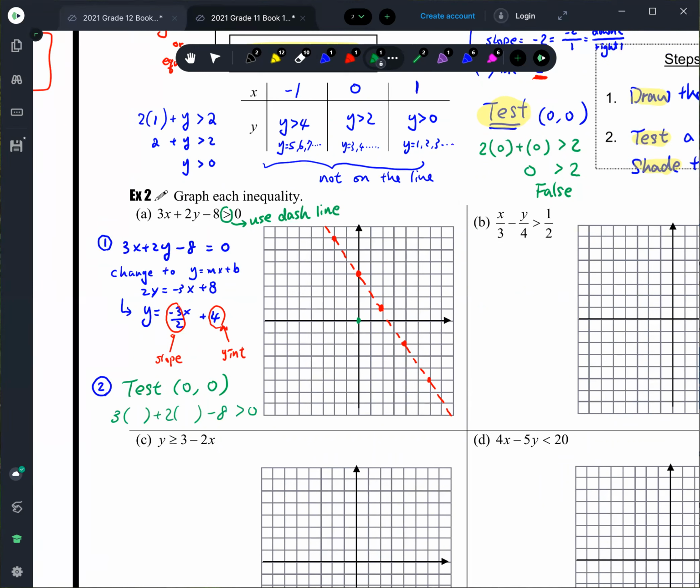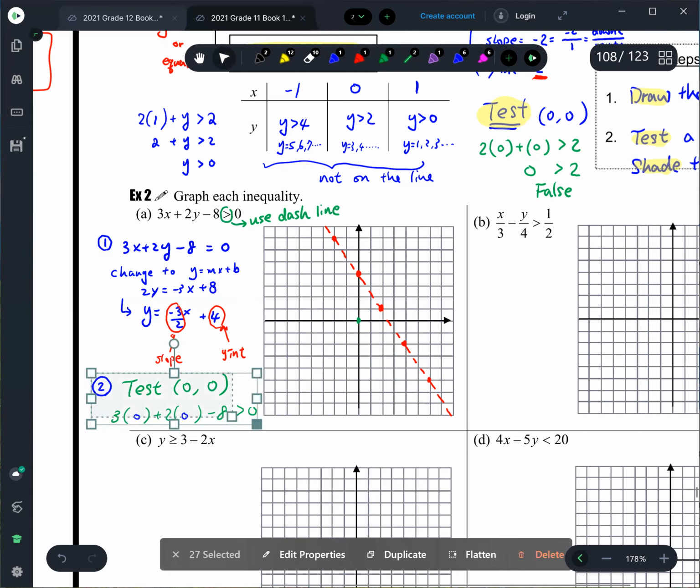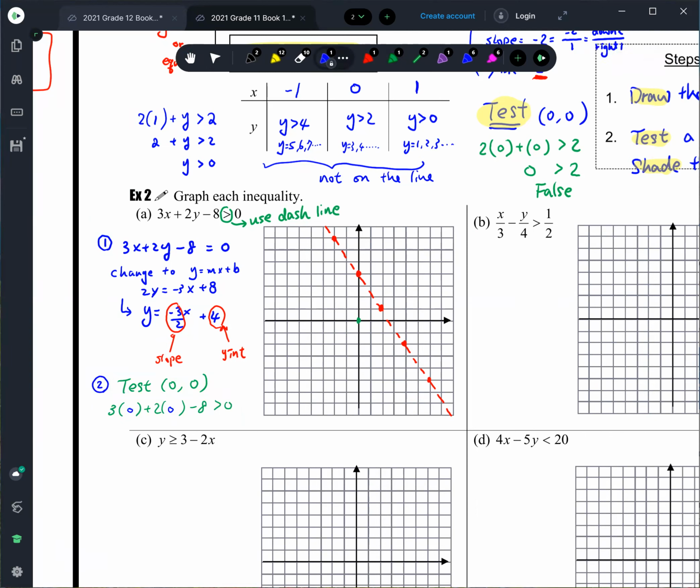So plug it in. Plug in 0, plug in 0. And you simplify it. 3 times 0 will be 0, right? Plus 2 times 0 is still 0. 0 minus 8 is negative 8. So you have negative 8 greater than 0.